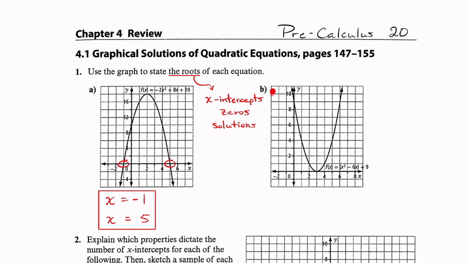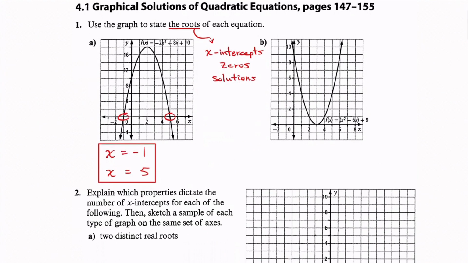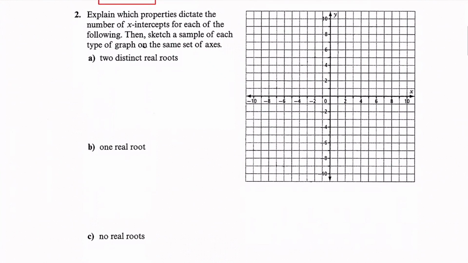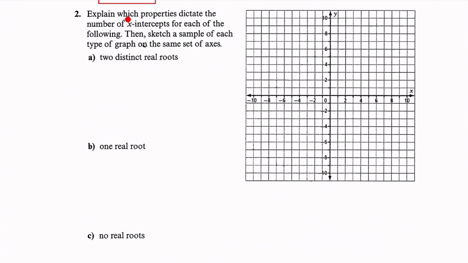For part B here, you can work on that on your own. I'm going to skip by, go to number 2. And in number 2, it says, explain which properties dictate the number of x-intercepts for each of the following. Then sketch a sample of each type of graph on the same set of axes. So in the first one, part A, two distinct real roots.